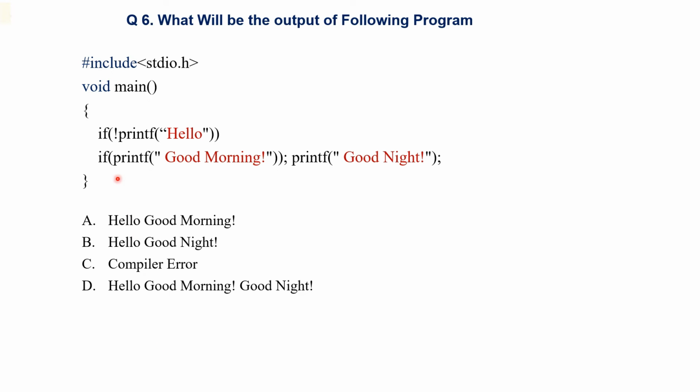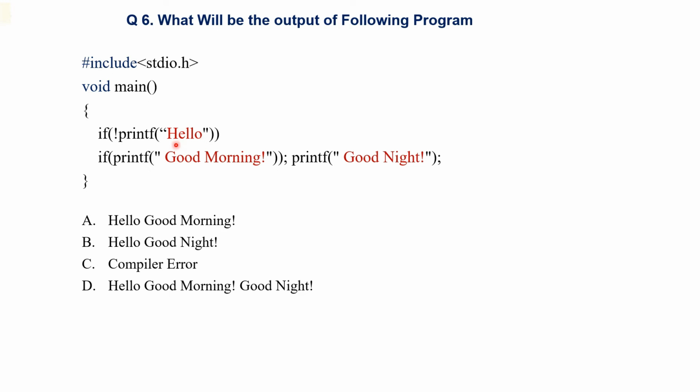So firstly, in this program, an if statement is used where the condition is !printf("hello"). And we know that this printf function not only prints the characters, but it also returns the number of characters it is printing. So that means while executing this printf, the hello message will be displayed, and it will return the number of characters it is printing. So the number of characters it is printing is 1, 2, 3, 4, 5.